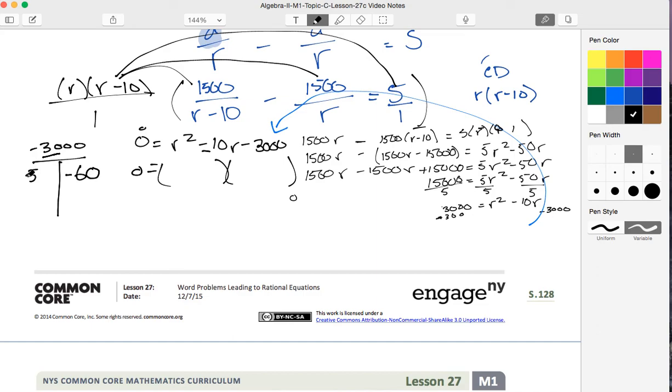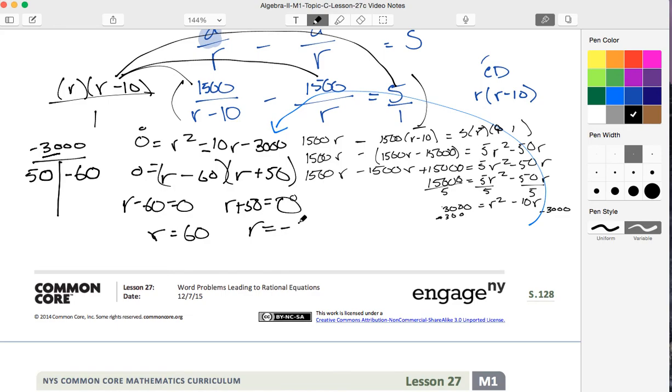Oh, what if I add zeros right here? So if I multiply 50 and negative 60, I get negative 3,000. So just like we've always been factoring, now your rate is either R minus 60 or R plus 50. Now I'm going to use my zero product property. So R minus 60 is equal to 0, R plus 50 is equal to 0. I'm going to get R is equal to positive 60 or R is equal to negative 50.